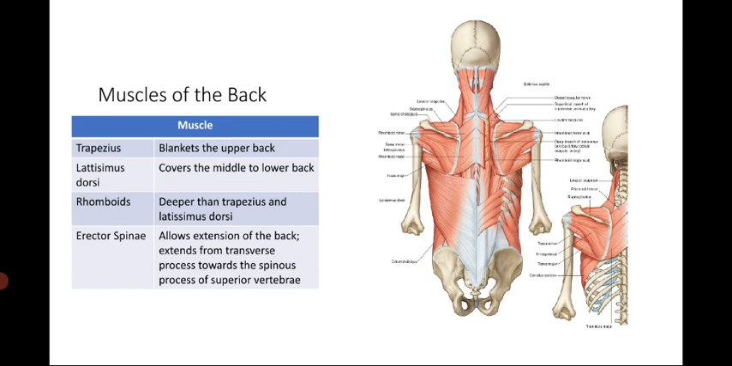Next, we have the muscles of the back. We have two main blankets for the muscles of the back. One would be the trapezius muscle, which covers the upper back, and the latissimus dorsi, which covers the middle to lower back. We also have the rhomboids, which are deeper than the trapezius and the latissimus dorsi. And finally, we have the last layer, the erector spinae, which allow extension of the back, extending from the transverse process of the more inferior vertebral body up towards the spinous process of the superior vertebrae.